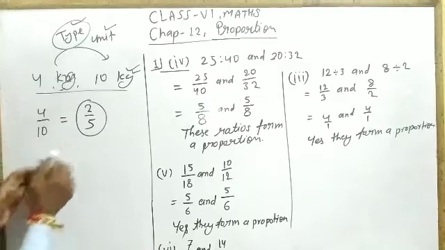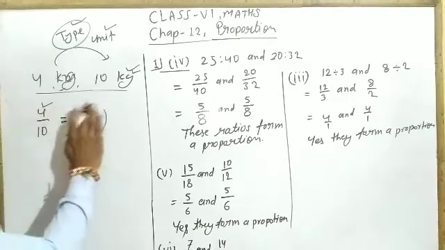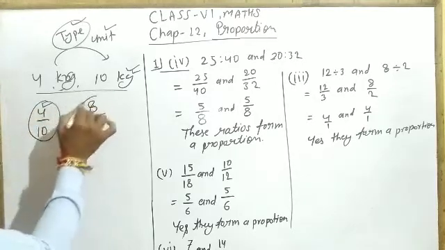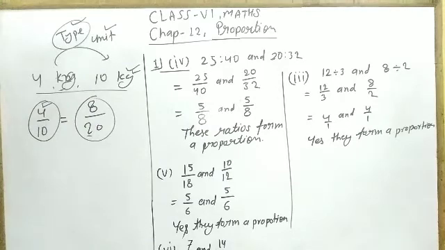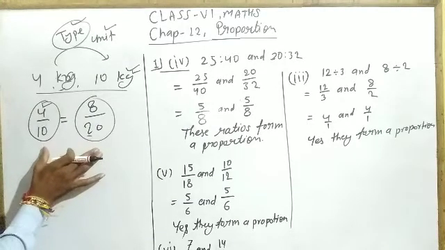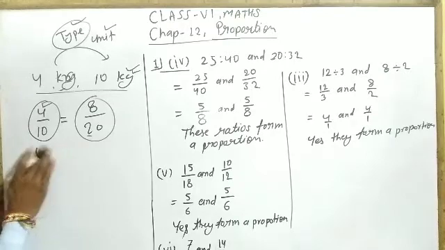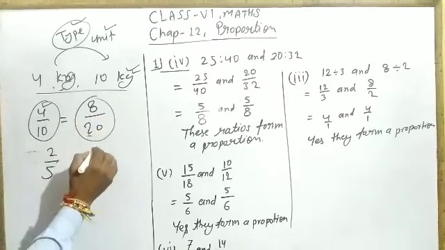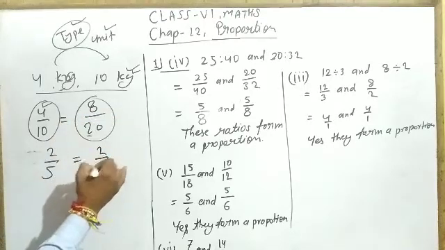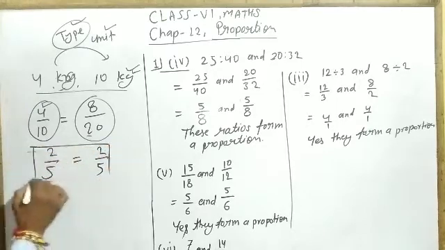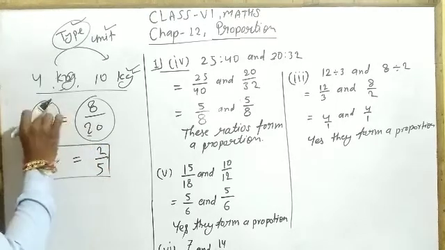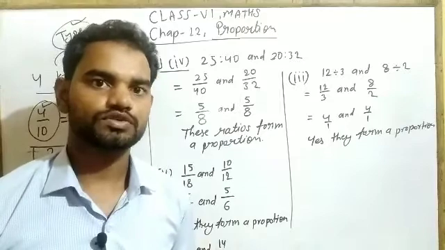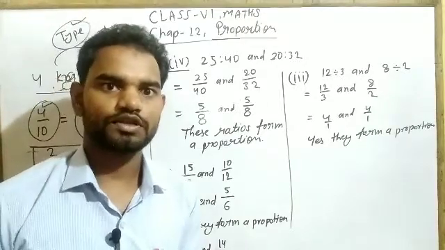And if we have two ratios, this is 4 upon 10 and another ratio, this is 8 upon 20, and if the value of these two ratios is equal, then we can say these two ratios form the proportion. 4 upon 10 will be converted into its simplest form, 2 upon 5, and 8 upon 20 also converts into 2 upon 5. So 2 upon 5 equals 2 upon 5. Then we can say these two ratios form the proportion. In these questions we will solve only about the proportion.